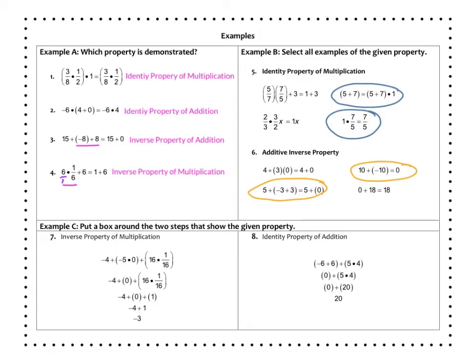Now looking at example C, it says put a box around the 2 steps that show the given property. So again, you're going to try this one on your own. So you're going to pause the video now, then press play again to see if you are right.